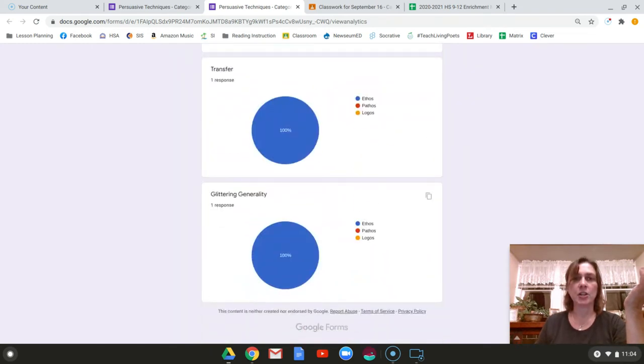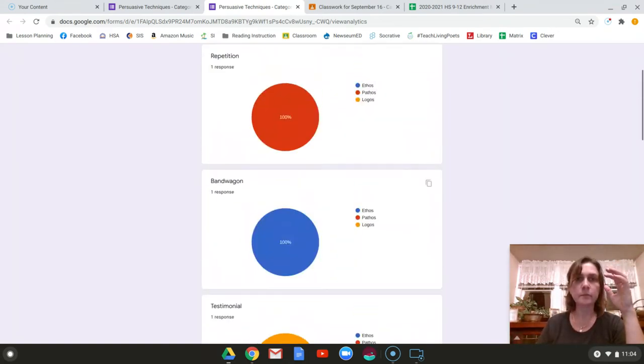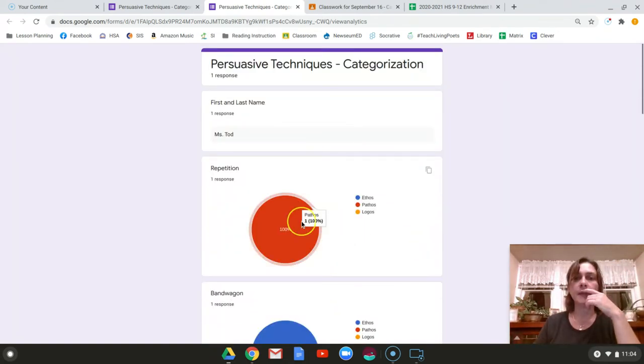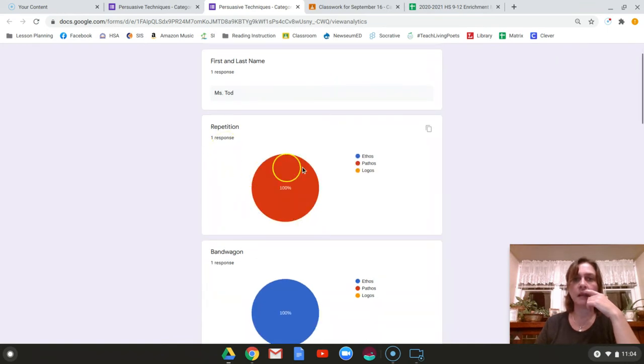And right now, those pie charts say 100% because there's only one response, mine. And mine were poor responses. I just randomly chose them. So it's going to show you, okay, X% of people thought repetition was ethos, and X% thought it was pathos, and X% thought it was logos.